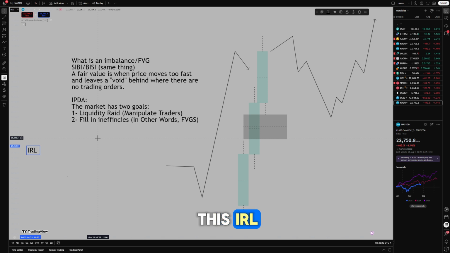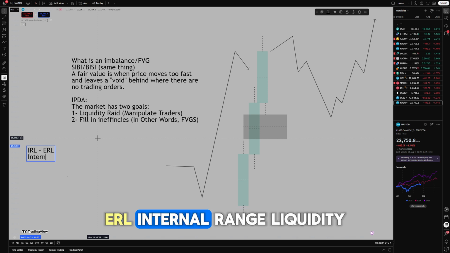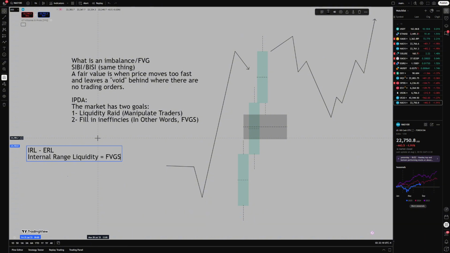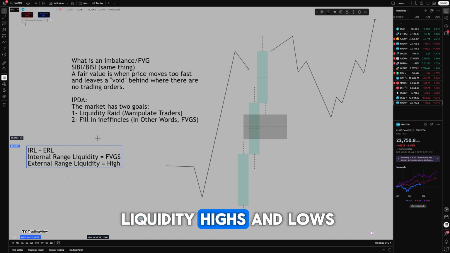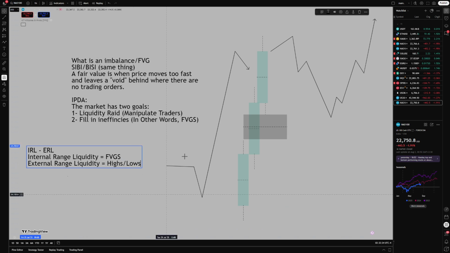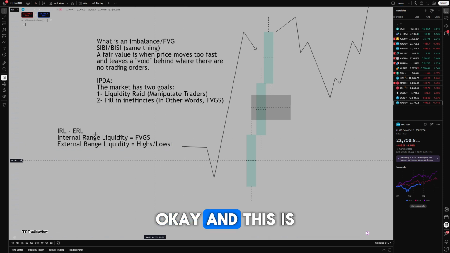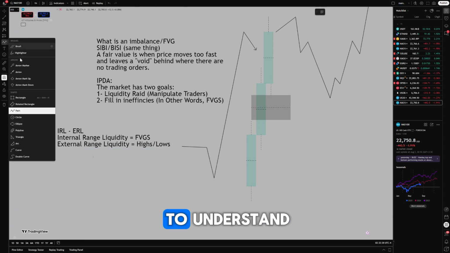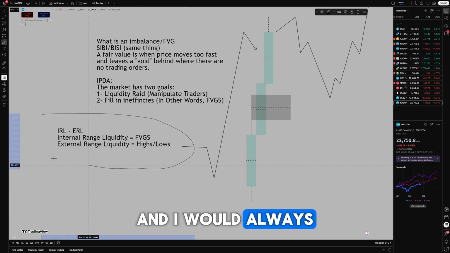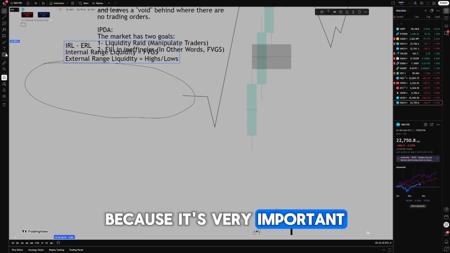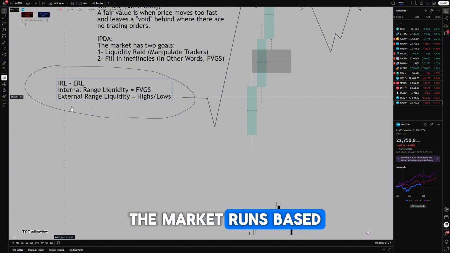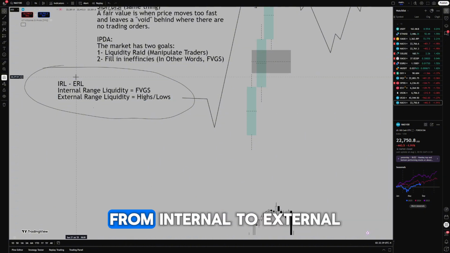IRL, ERL. Internal range liquidity: FVGs. Really simple. External range liquidity: highs and lows. Okay? And this is very important for you to understand. I would say, please take a screenshot of this and understand it, because it's very important. The market runs based off of this pattern from internal to external.